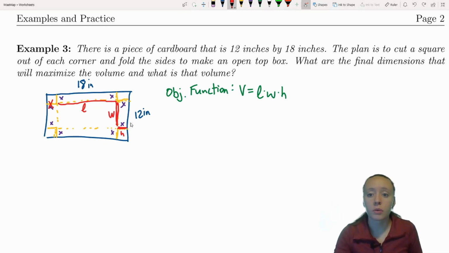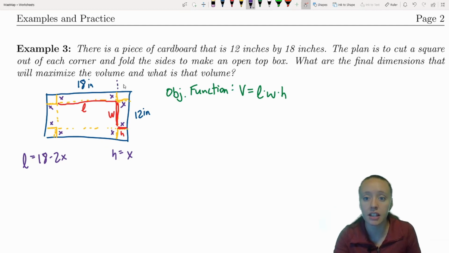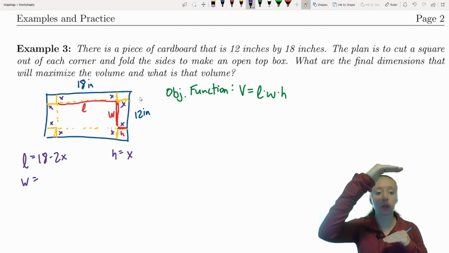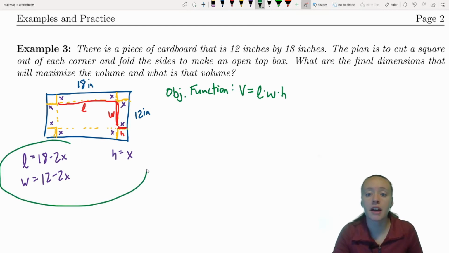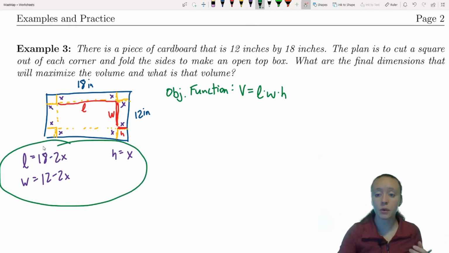So our length L is actually equal to, let me go ahead and write this out, h is equal to x. Our length L is equal to 18 minus 2 of those x's, because here was x here, and here was x here. Taking that away from 18 is 18 minus 2x. And then also our width W is going to be same concept. It originally was 12 inches, but we took out x and x to shorten that, so it's going to be 12 minus 2x.